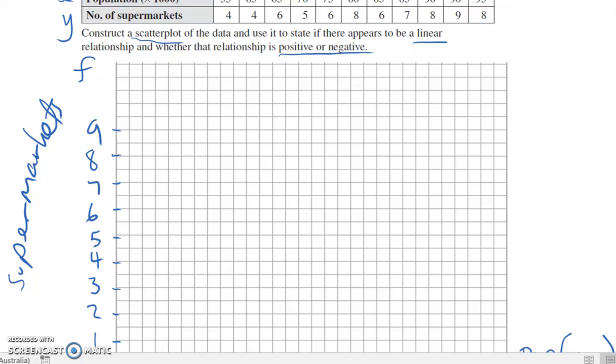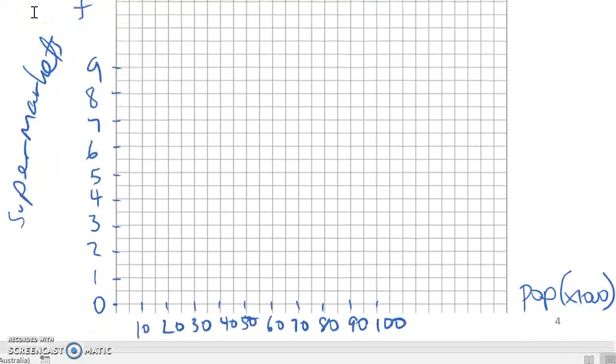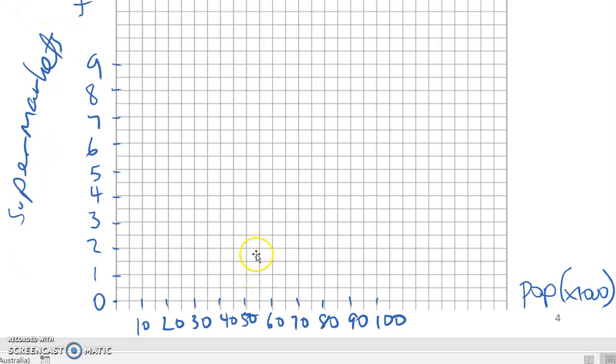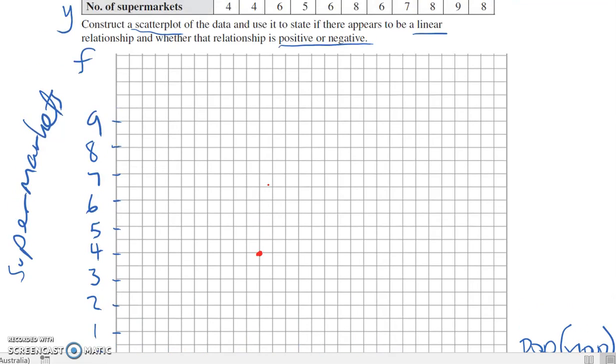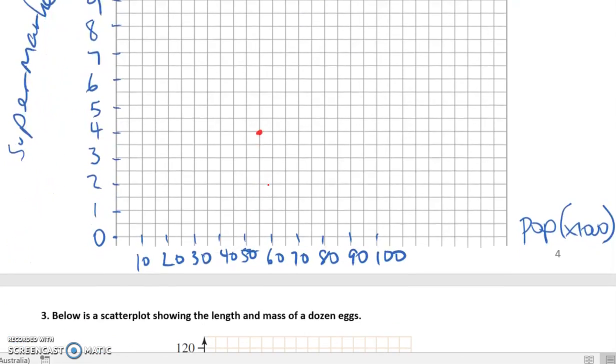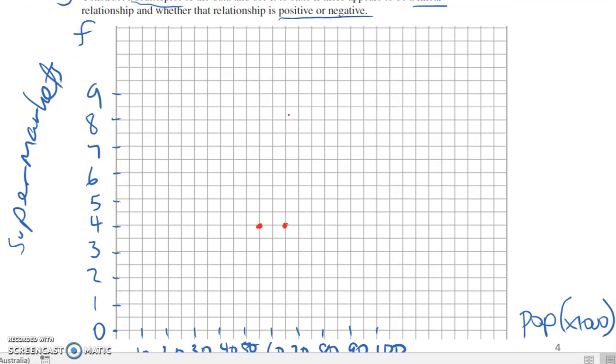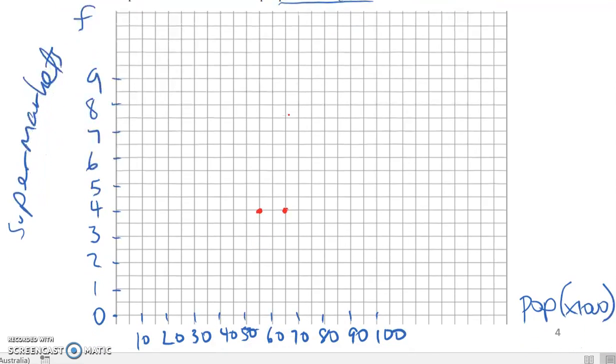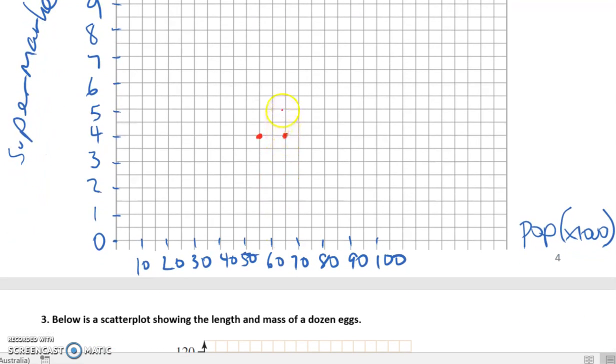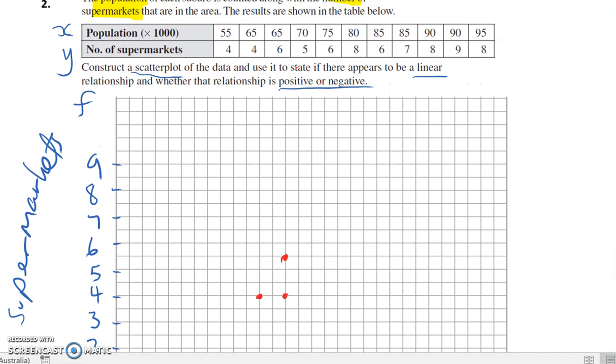So I'm doing, for the first one, I've got a 55 and a 4. So I'm going to 55. And then I'm going to 4. And what I'm going to do is I'm going to put a point there. Okay, then I'm going to go up and do the next one. I'm going to go to 65, then 4. Then I'm going to go to 65 and 6. And you'll end up with a beautiful scatter plot, and then you'll be able to draw some conclusions.